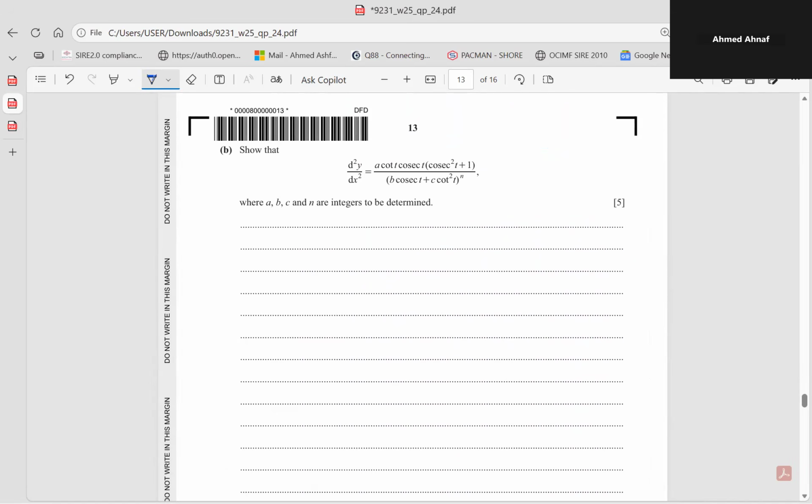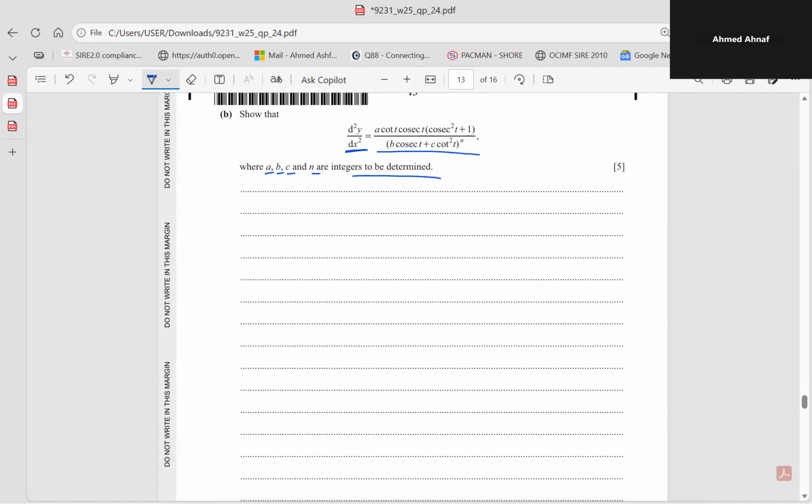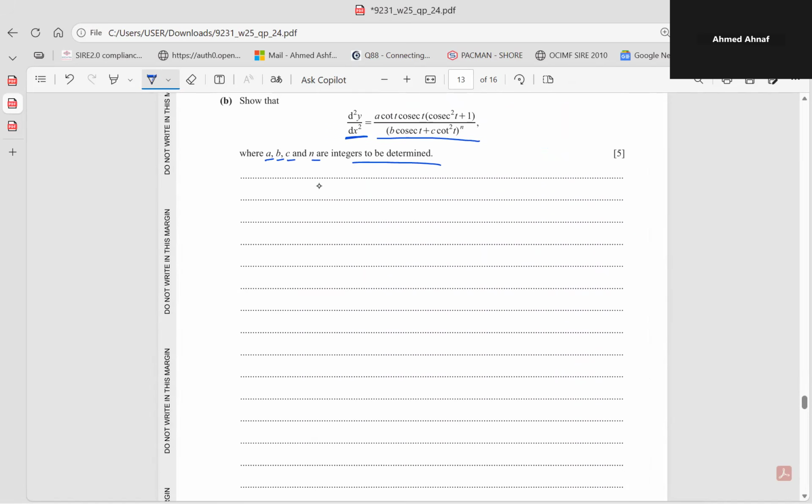Okay, so for this last part, we are told to show that the second derivative of this is in this form, where a, b, c, and n are integers to be determined. To do this question, you have to first know the formula for the second derivative parametrically.